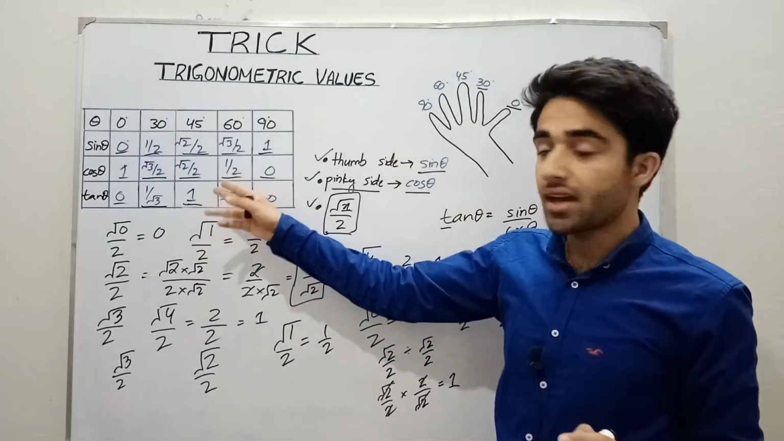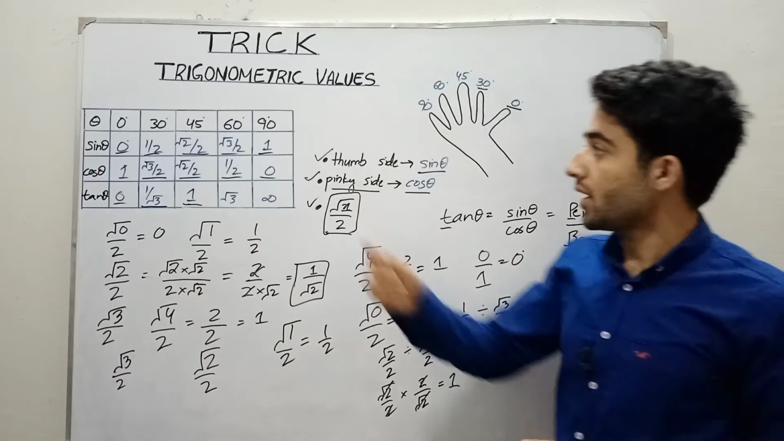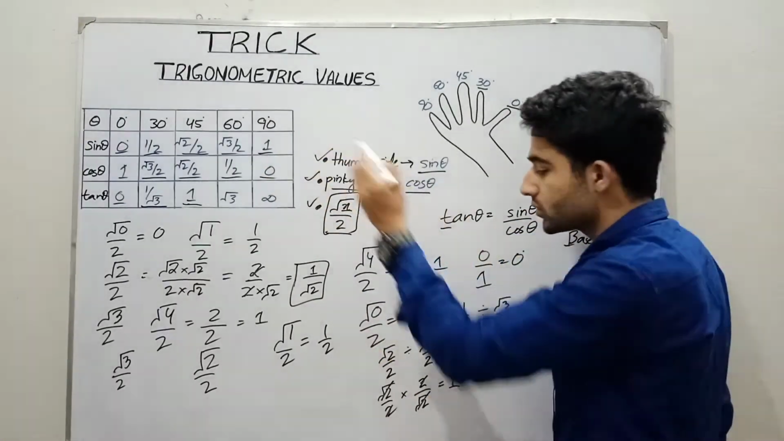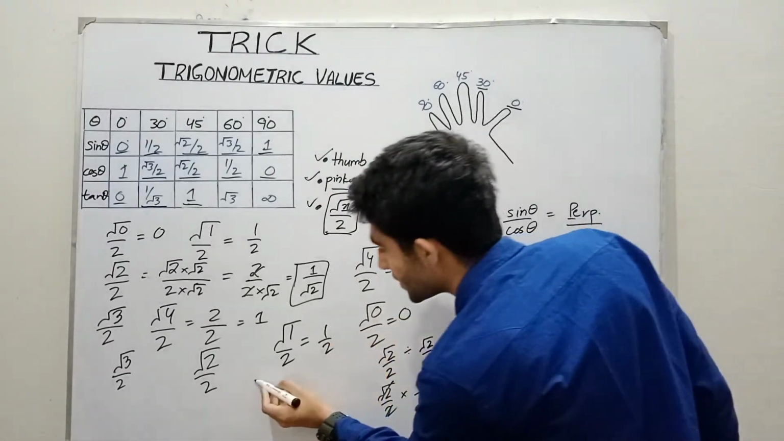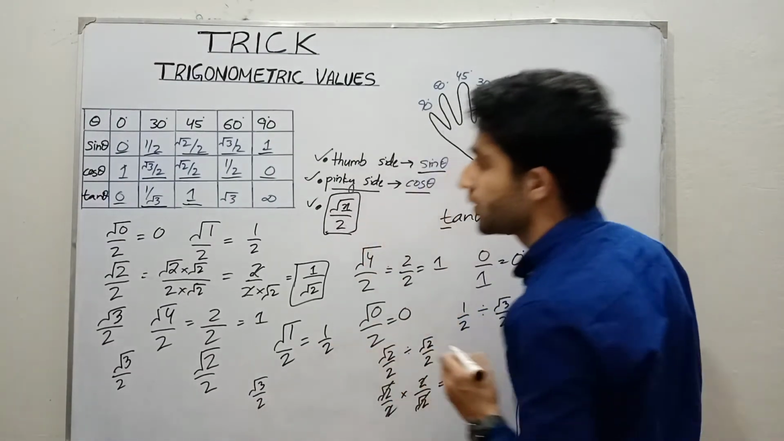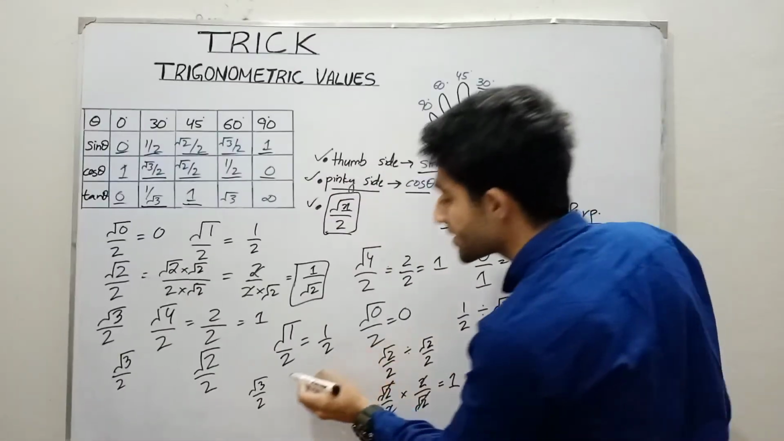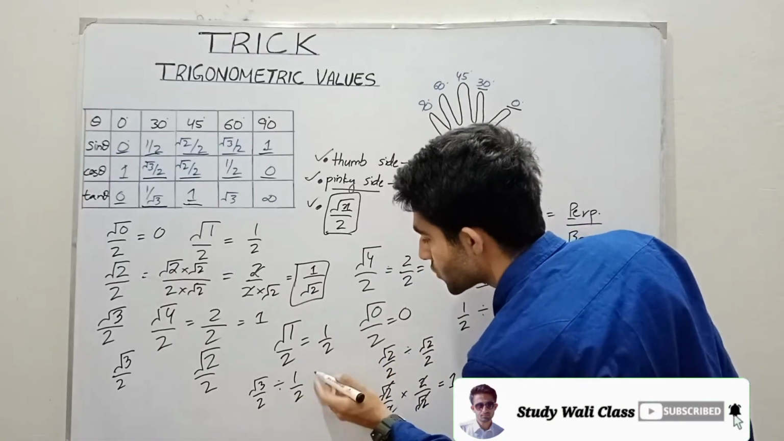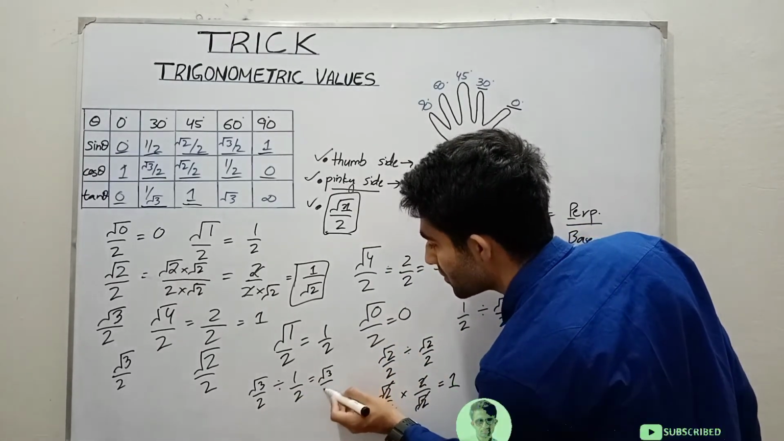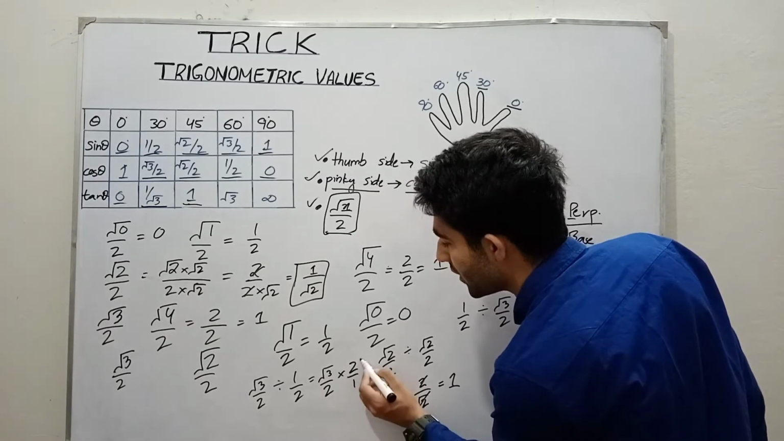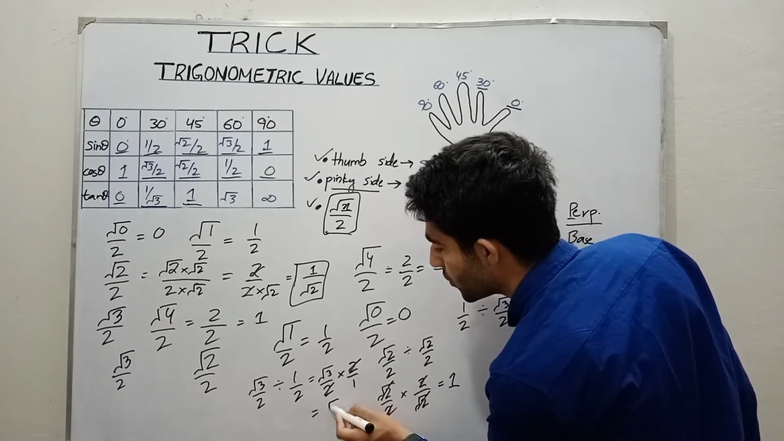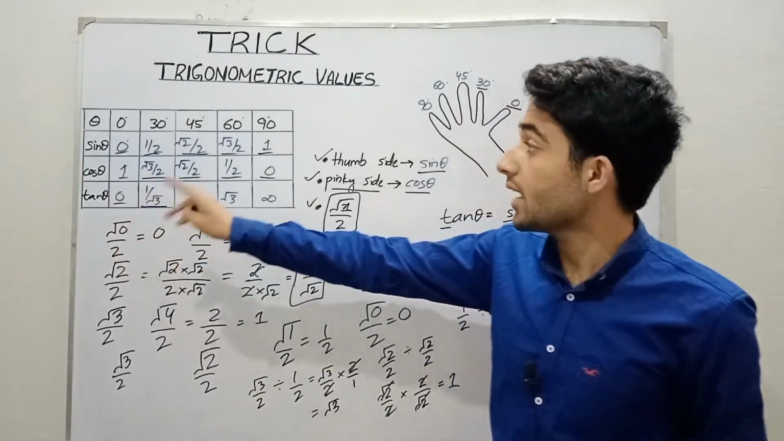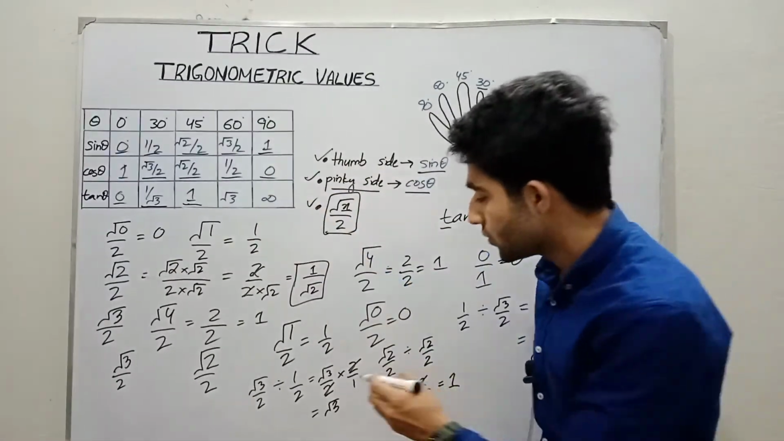Okay, then we have the 60 degree angle. At the 60 degree angle the value of the sin theta is under root 3 by 2, and the value of the cos theta is 1 by 2. By calculating it, under root 3 by 2 multiplied by 2 over 1, 2 is cancelled by 2 and the remaining value is under root 3. So the value of the tan theta at the angle 60 degree is under root 3.